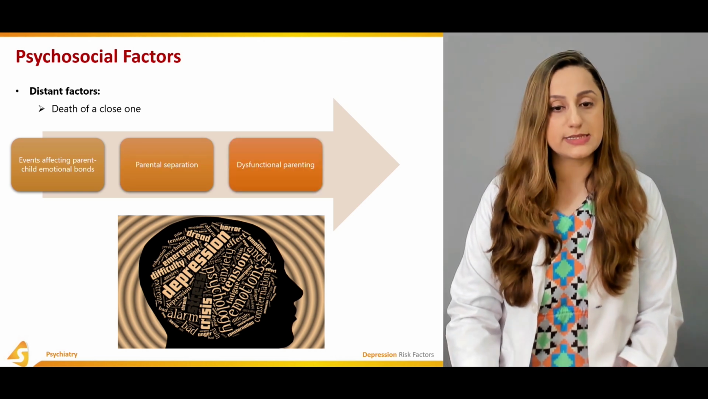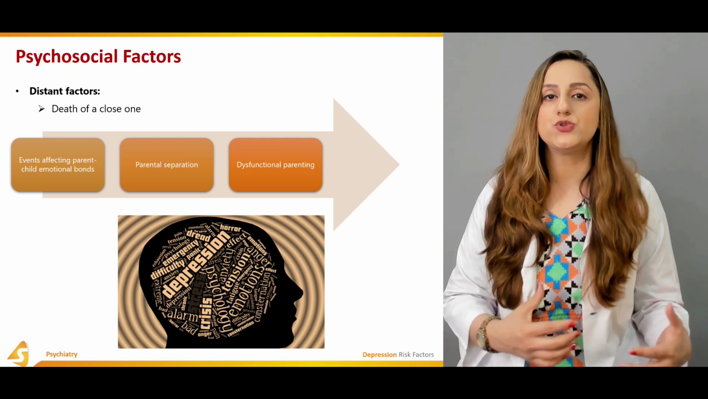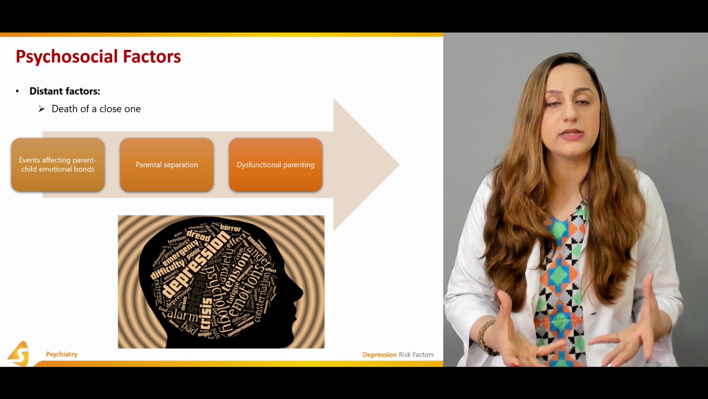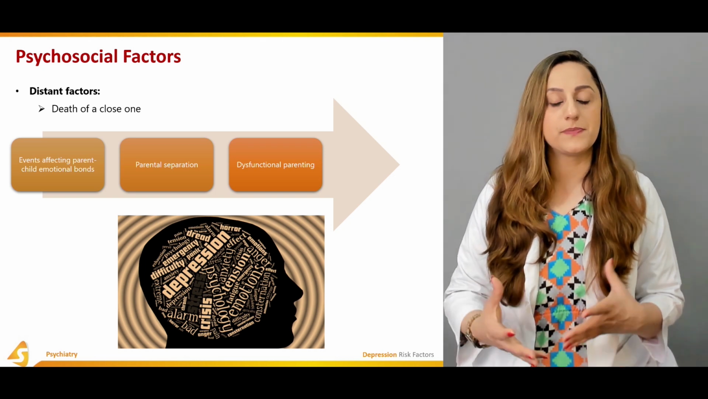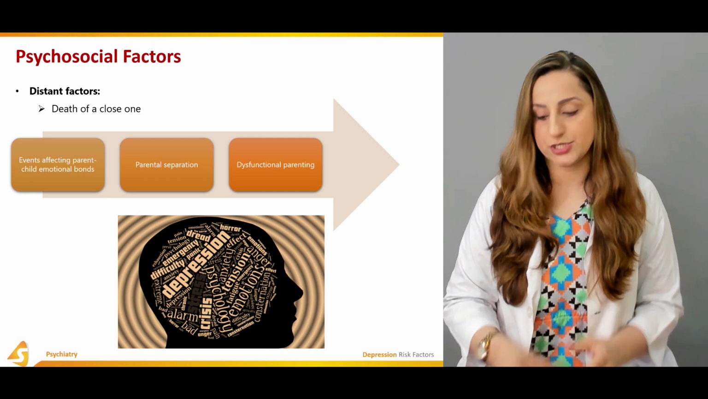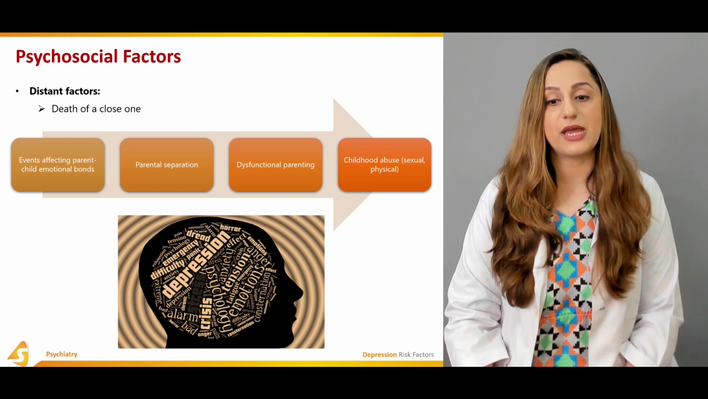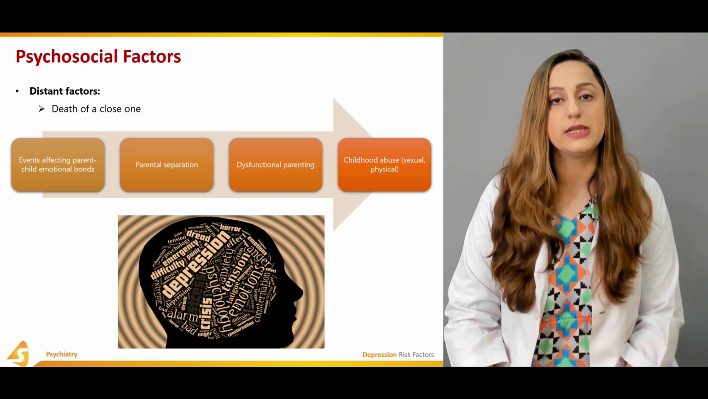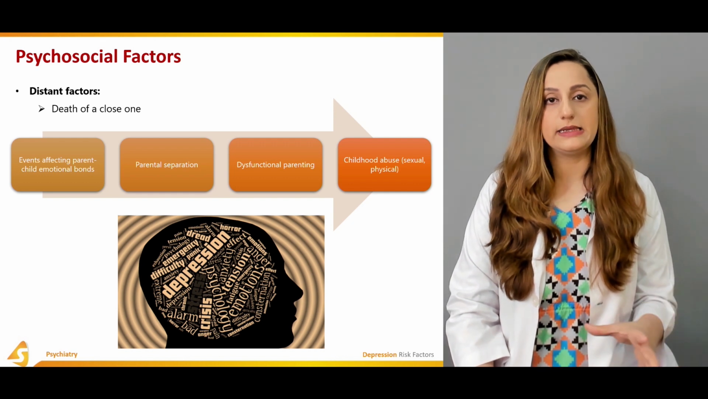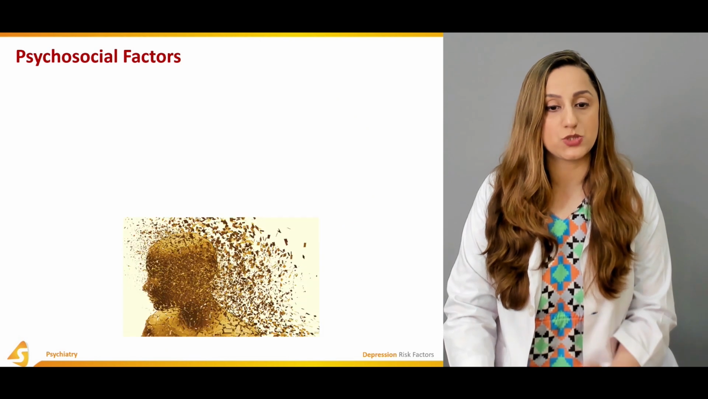Then we have the parental separation on one hand, and we have the dysfunctional parenting that is due to the distance or due to the lack of time, the busy schedule of the parents, and basically the lack of spending quality time with their children. It can be one of the causes of depression in individuals. Then we have childhood abuse, that is sexual, or it can be of the physical kind. All of these abuses can basically make the personality of the child prone to depressive episodes.